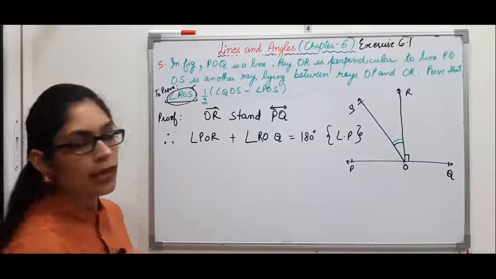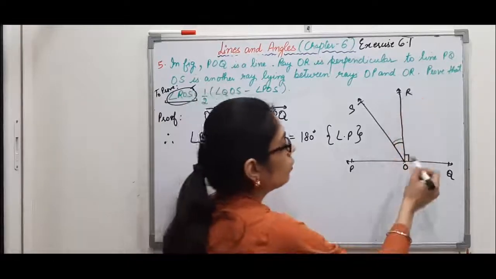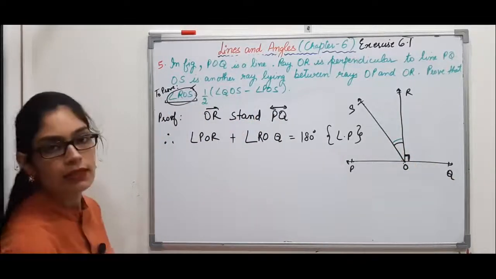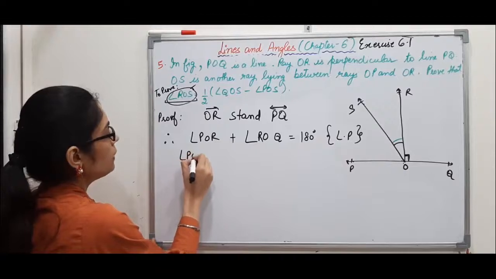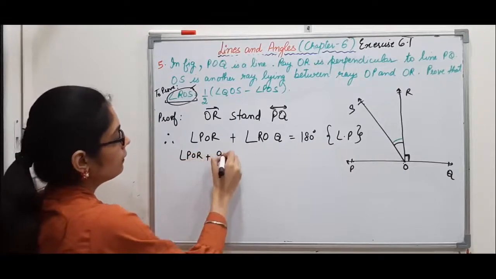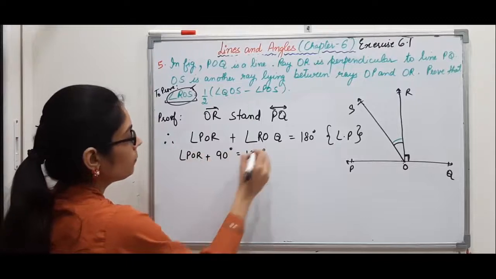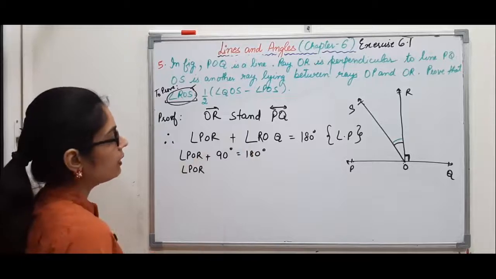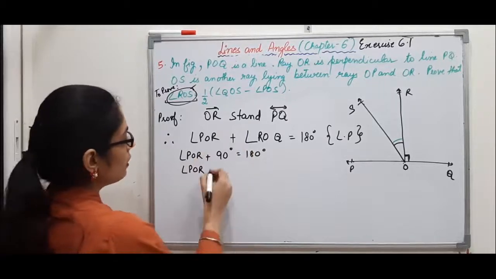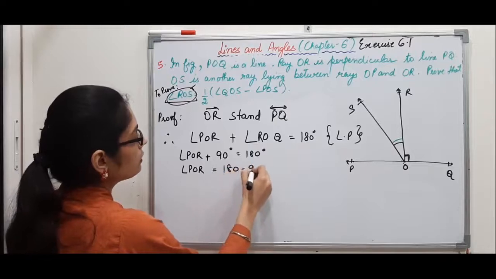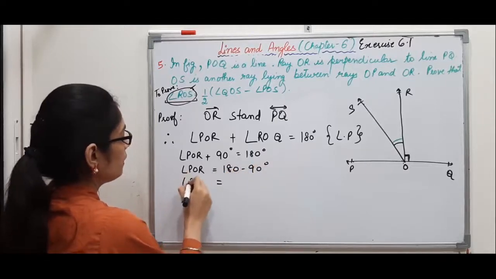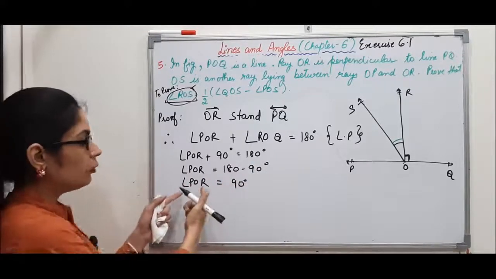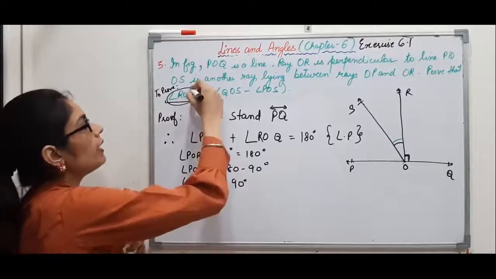Now ROQ, its value is already given to us. See, ROQ, it's 90 degree. The symbol is suggesting us that the value of this angle is 90 degree. So we can write angle POR plus 90 degree is equal to 180 degree. Now angle POR, this 90 will shift to the other side. Here it's getting added, so on changing the side, it will get subtracted. So 180 minus 90, it's equal to 90. Angle POR is equal to 90. But what we need, which angle? Do we need angle POR? No. We need angle ROS.